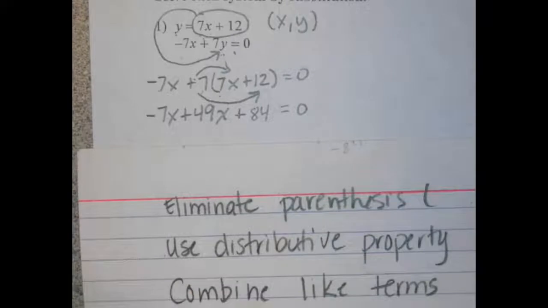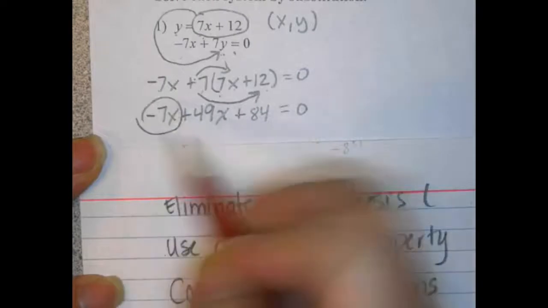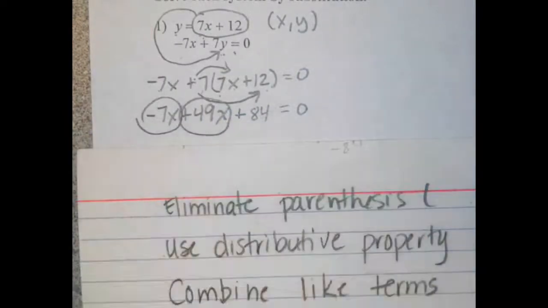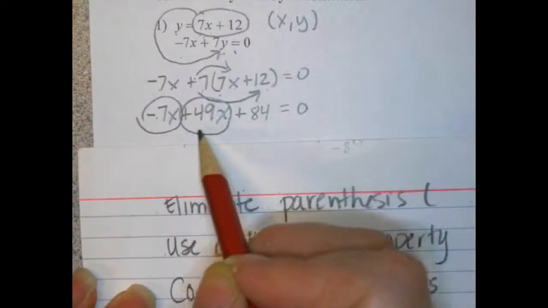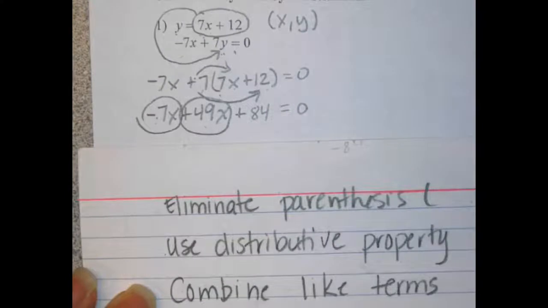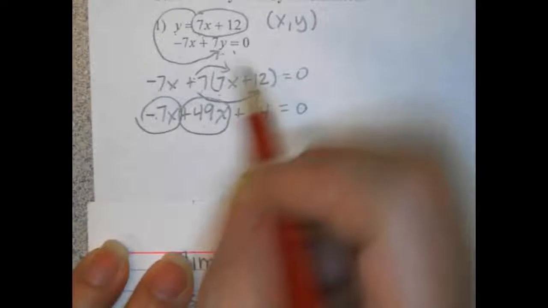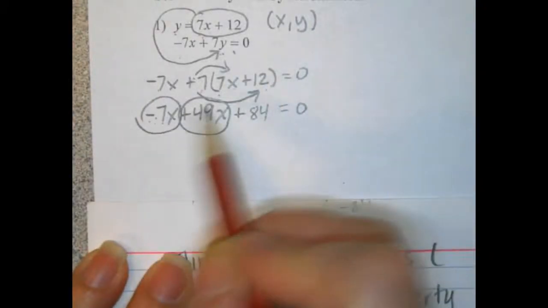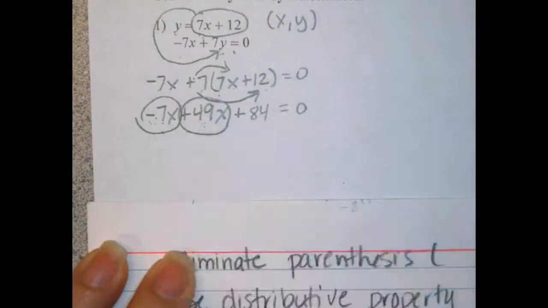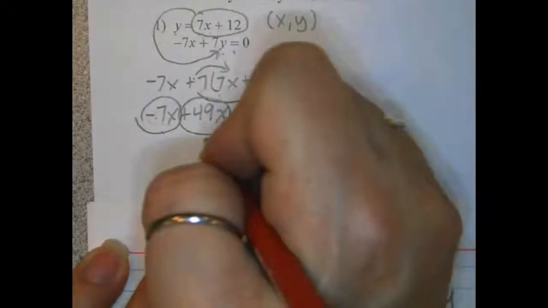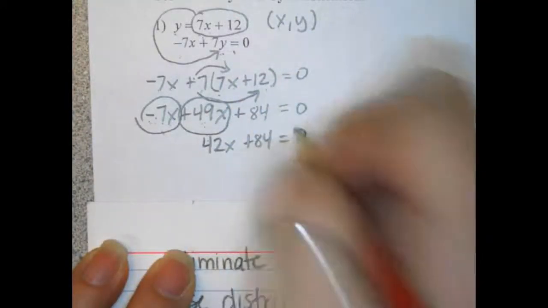Do I have any like terms to combine? I do. What are my like terms? Negative 7x and positive 49x, right? They have opposite signs, so I'm going to find the difference. 49 minus 7 is what? It's going to be positive 42x plus 84 equals 0, right?